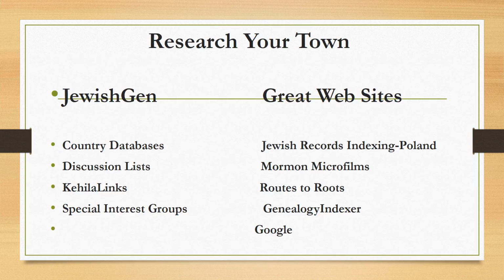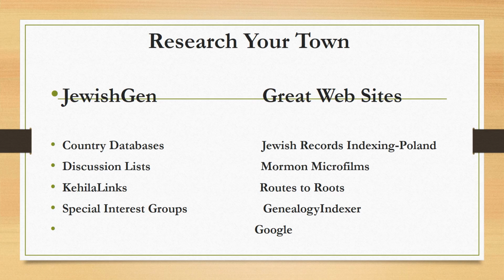So, how do you research your town? You can use the rest of JewishGen's wonderful facilities, the country databases, Ukraine, Poland. You can use the discussion lists, the daily bulletin boards where people ask questions and get answers. You can use Kehilla links, those are pages written by JewishGenners for their ancestral town, or you can go into the special interest groups which focus typically on a country like Ukraine or Belarus. And there are other great websites on the web.